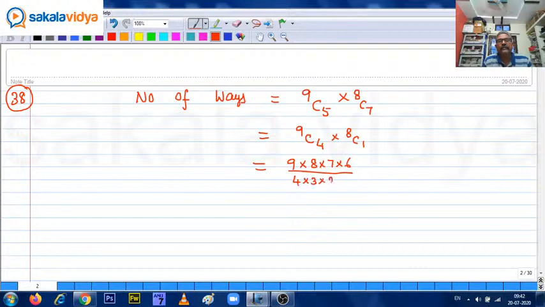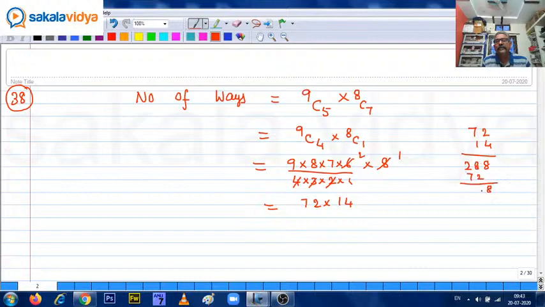4 times 3 times 2 times 1. 4 2s are 8, 8 cancel. 3 1s are 3, 3 2s are 6. That means 72 multiplied by 14. So 72 multiplied by 14 means 4 2s are 8, 288 and 72. 8, 10. So 1 we need to add 10. 1008 is the answer.